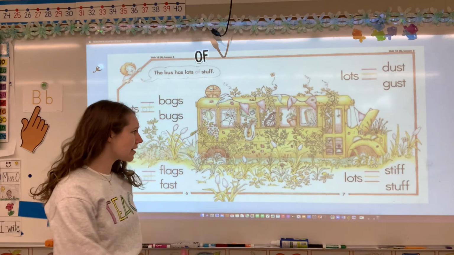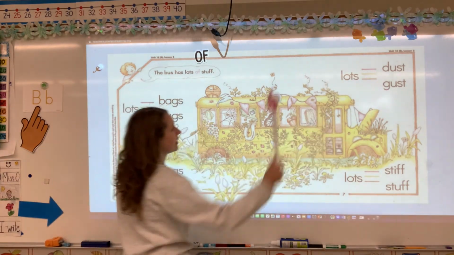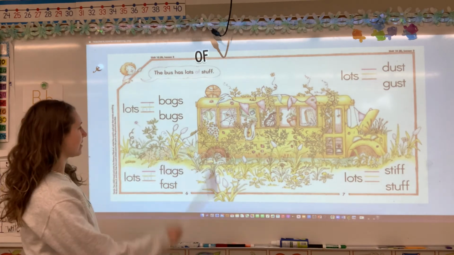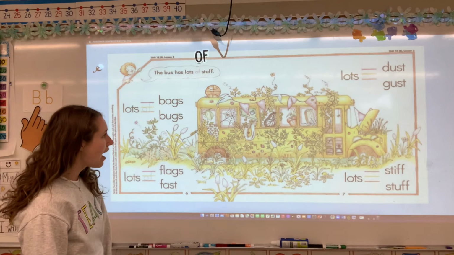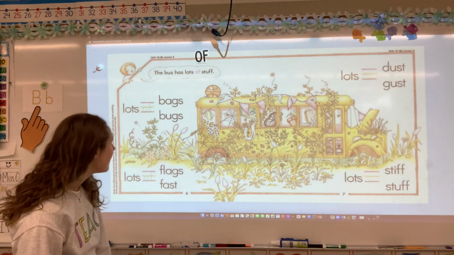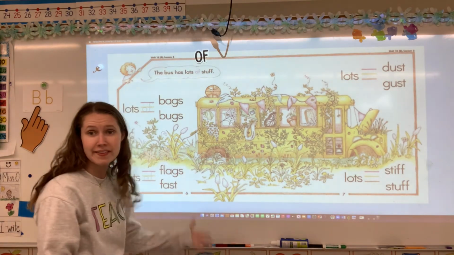She's looking at the bus and saying, oh my goodness, it has so many things covering it. There's all different types of things. I see cobwebs, I see a basketball, I see plants, I see some bugs. There are so many different things on the bus. The bus has lots of stuff.